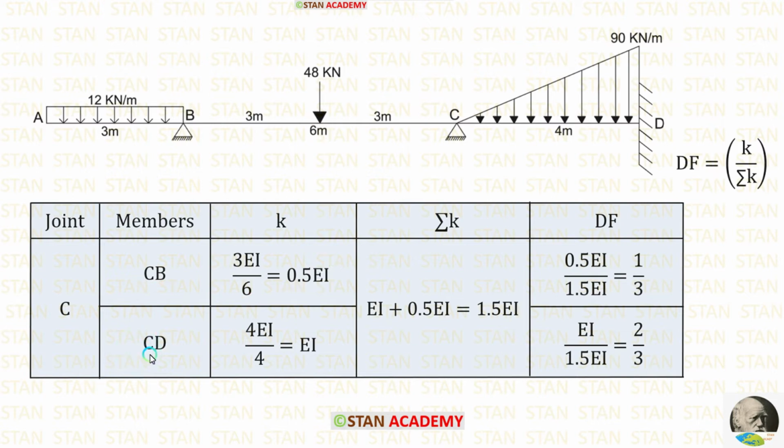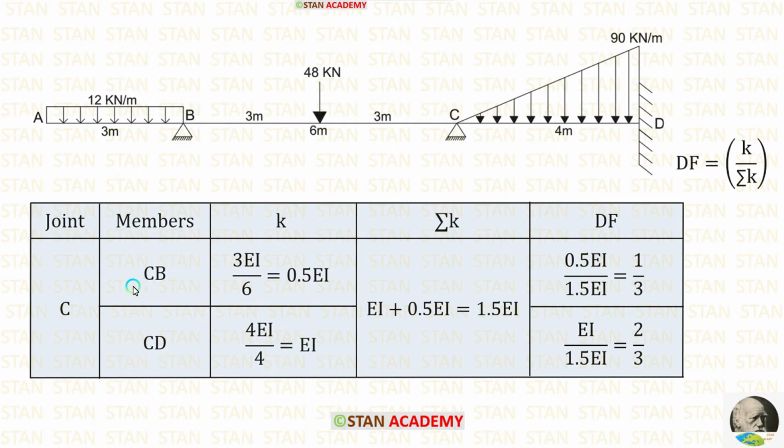Now let us calculate the stiffness for CD. For that, from the joint C, we have to look at the point D. In the point D, there is a fixed support. If the far end is fixed, the formula for stiffness is 4EI upon L. Here, length of CD is 4. Let us apply that. Finally, for the stiffness of CD, we are getting EI.